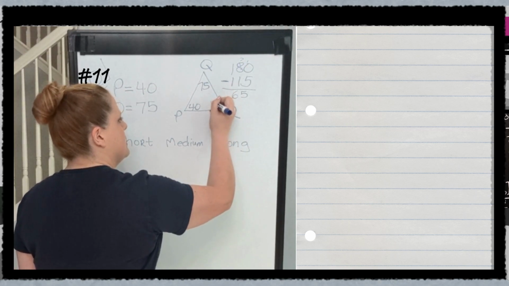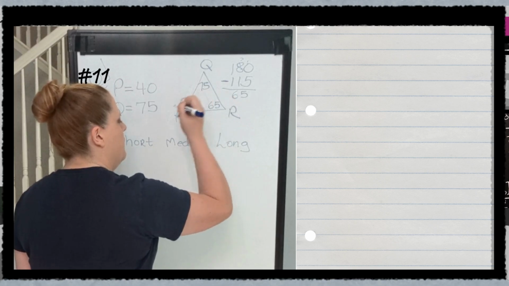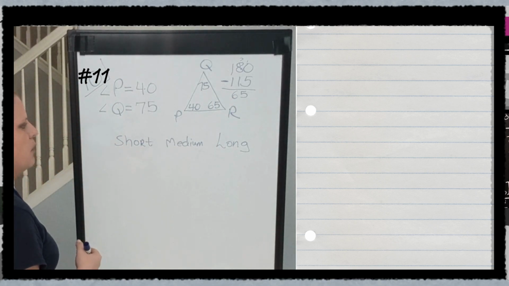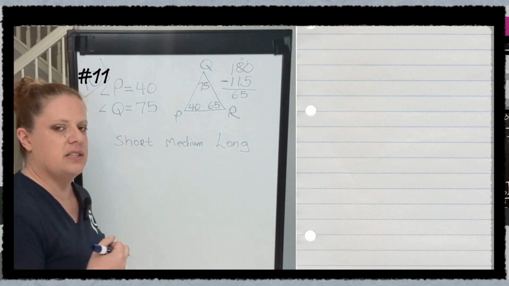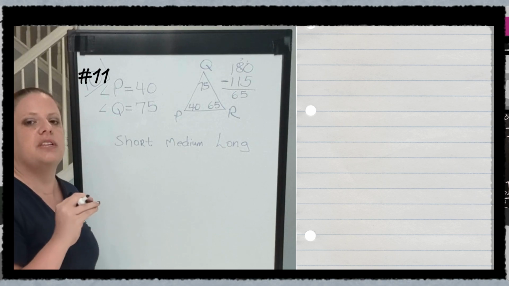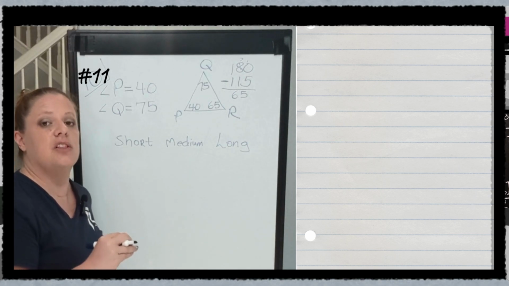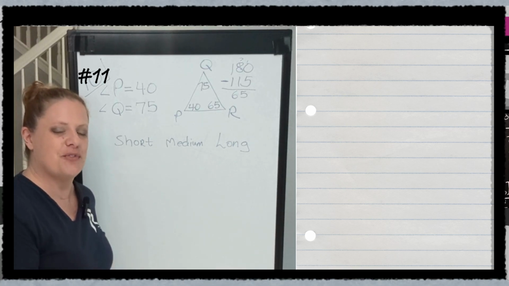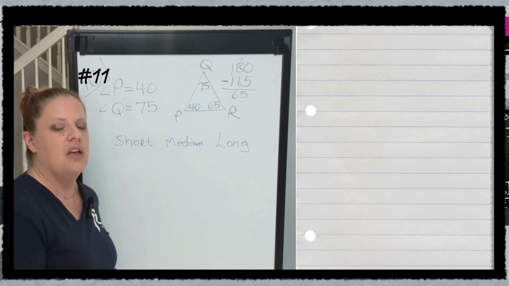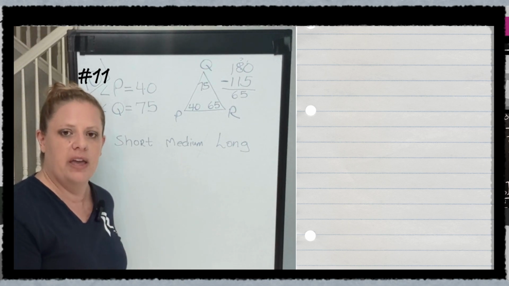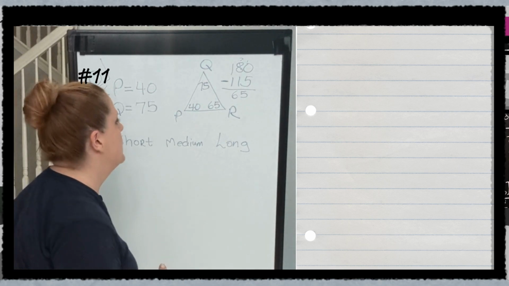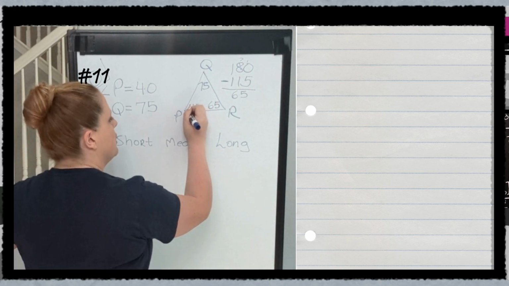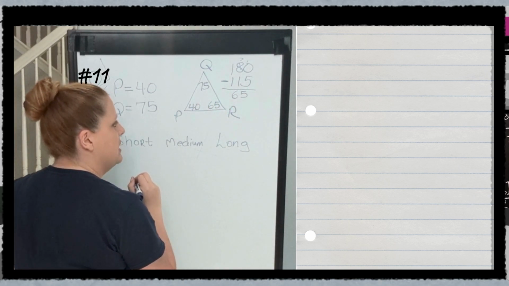I get 65. Okay. Now comes the part where we need to label these shortest to longest. Remember, the shortest sides are across from the smallest angles. The longest sides are across from the largest angles. Okay, that's part of that triangles lesson we did together in class, and that you all did the lesson on this week. So if we look at these, 40 is our least.